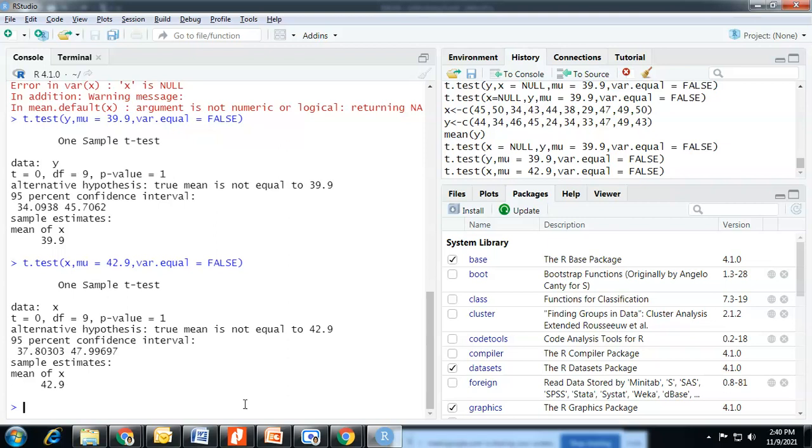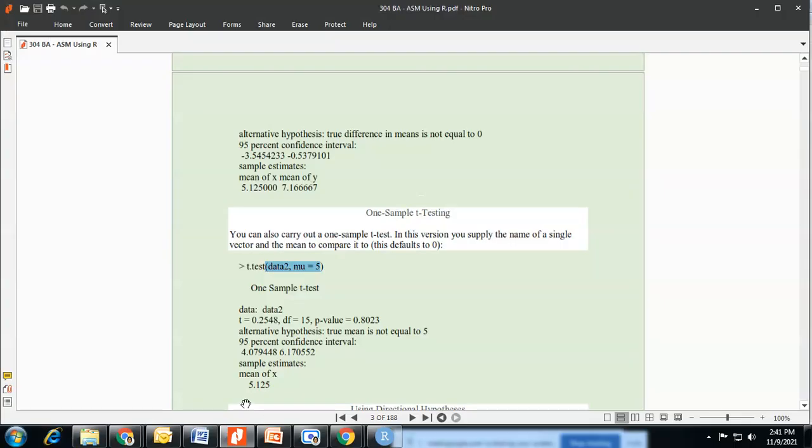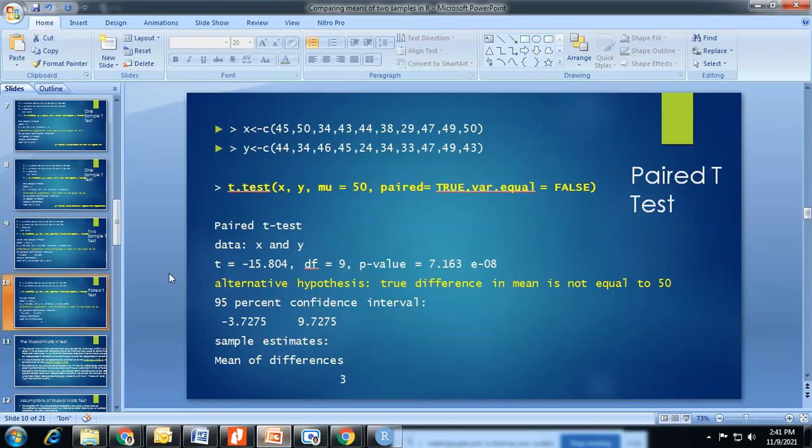Okay, so individually it is not mandatory for you, even if you don't define null. For whichever sample you are performing this test, you should include that particular variable only. Like if you are performing it for y variable, or for x variable, you include only that particular variable, then define its average, and then define the variance equal as false. Okay, yeah. Now for two sample t-test.